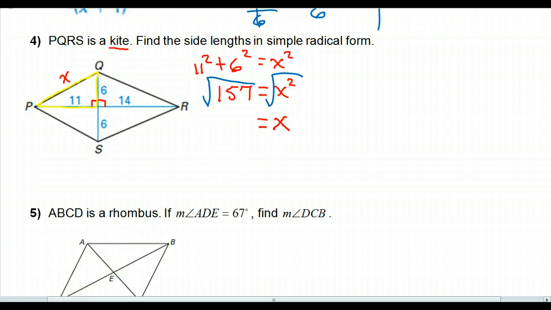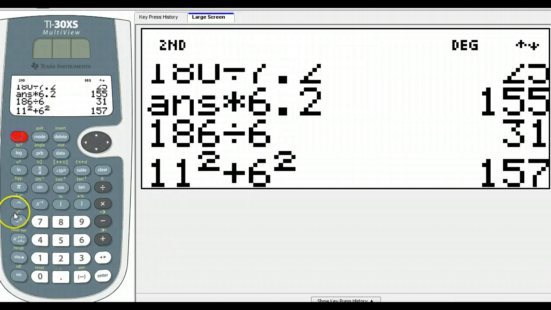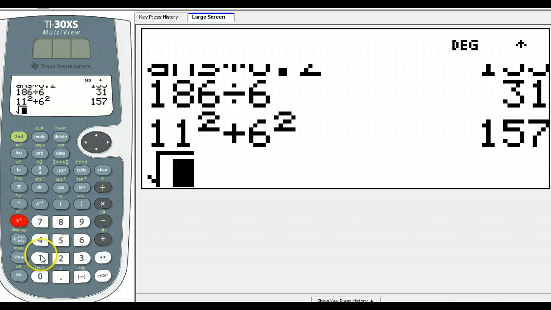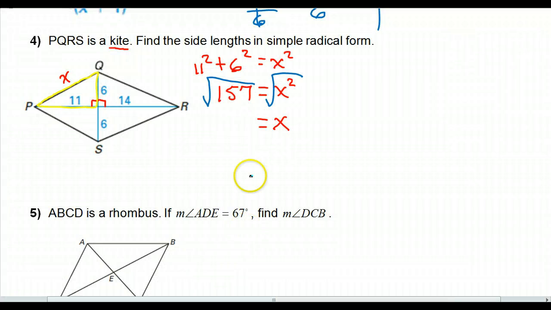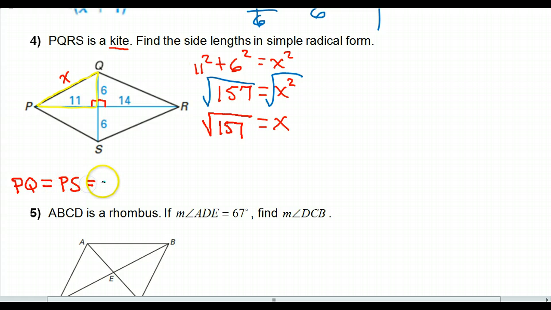So that's going to give me x equals the square root of 157. Okay, that doesn't simplify any further. So far, I just found PQ. So PQ, which is the same as PS, equals the square root of 157. Okay, so that's half of it.